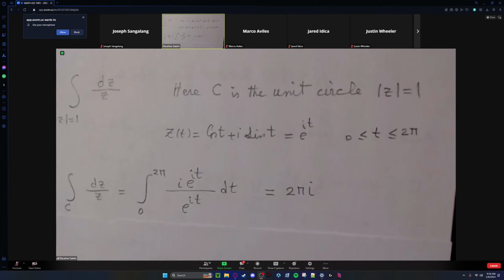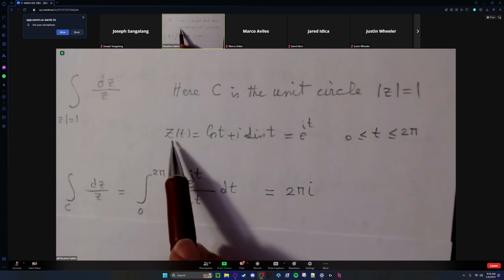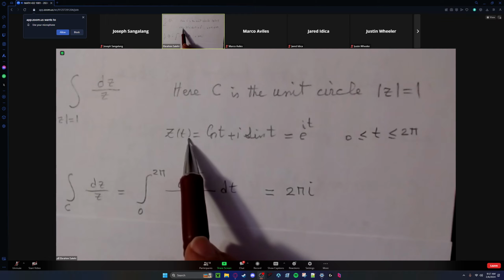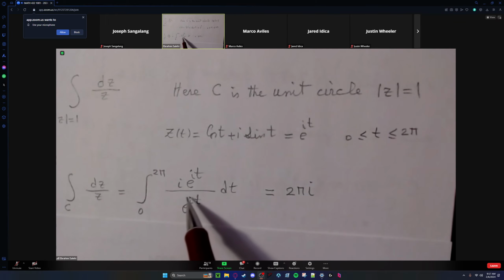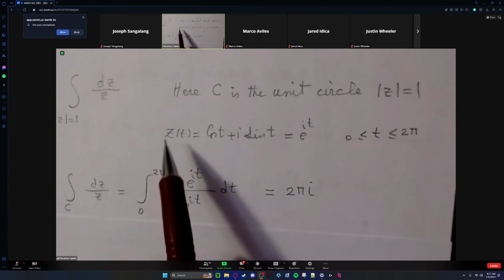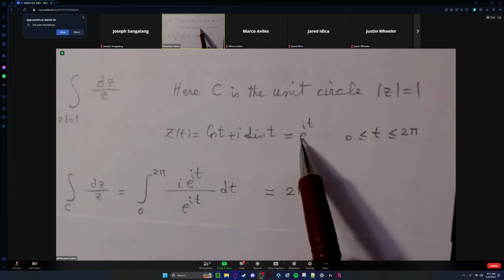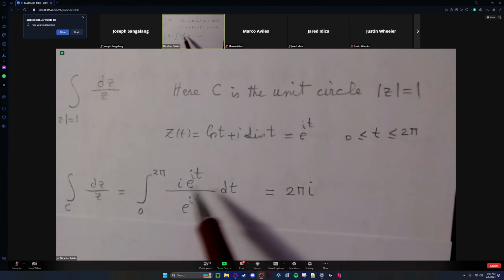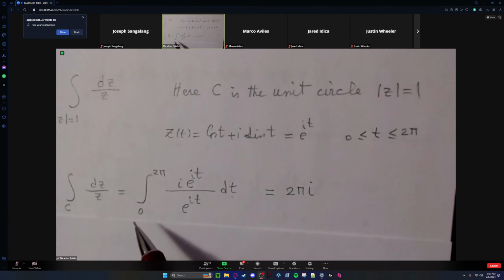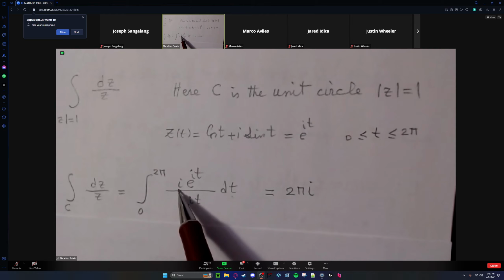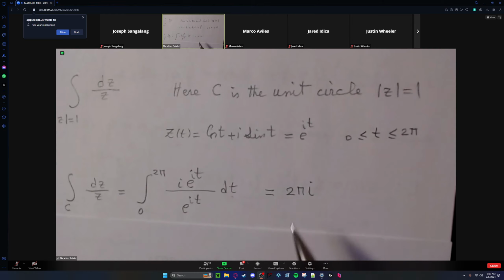So this is z of t. F of z of t means replace z by z of t, which is right here. Then z prime. Z prime is i e to the it dt. So this cancels. You have the integral from 0 to 2 pi of i dt, and that's 2 pi i.